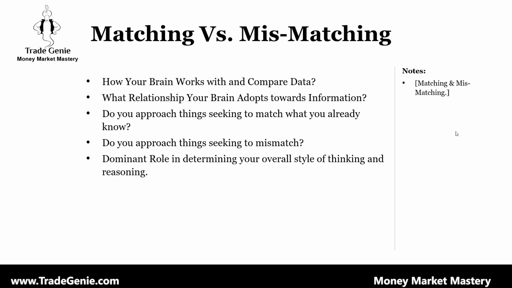Matching versus mismatching. There's something called matching versus mismatching, and how it relates to price and volume analysis. It will be clear to you by the end of this teaching. So how does your brain work with and compare data? If there are 5 pieces of information there, are you matching or mismatching? What relationship does your brain adopt towards information?